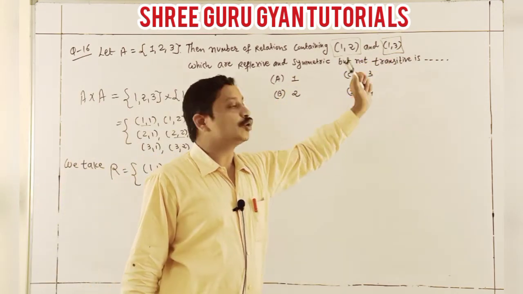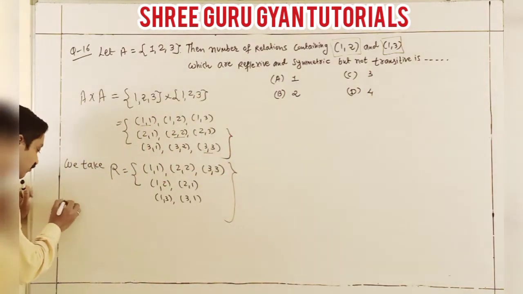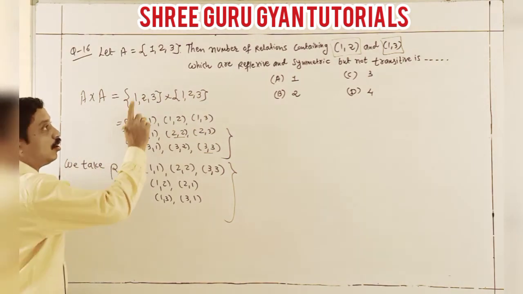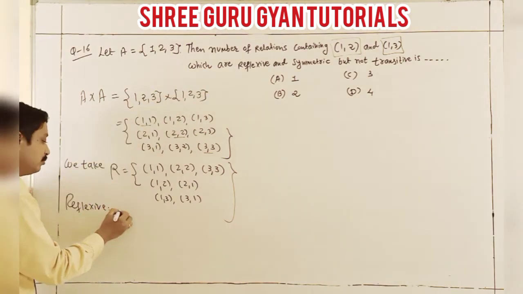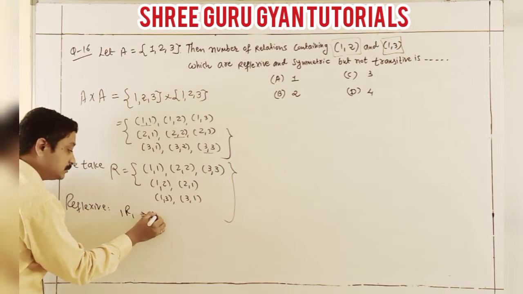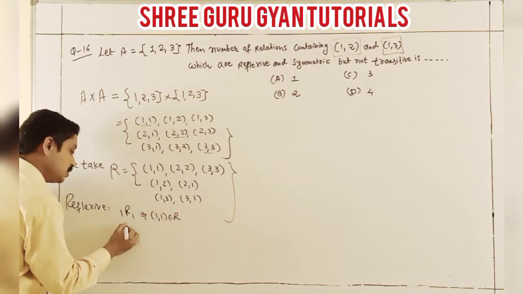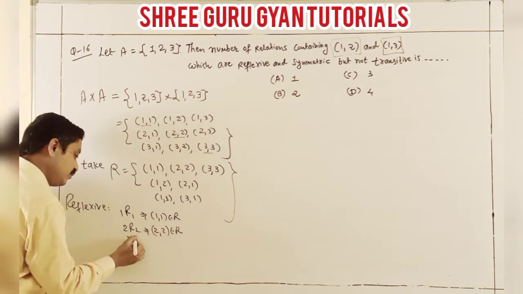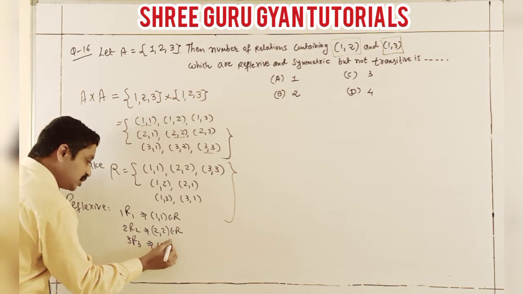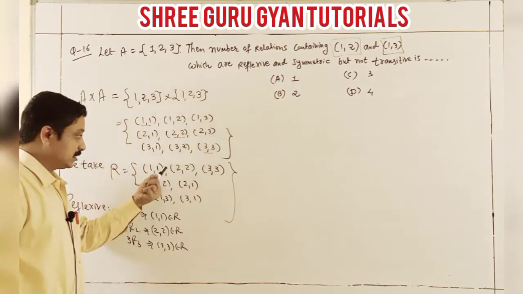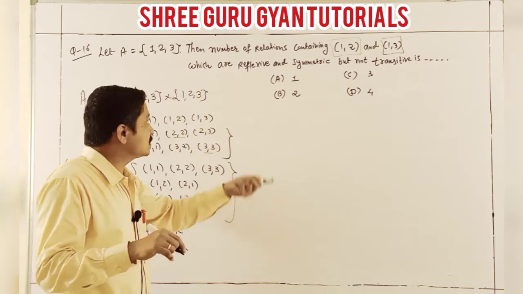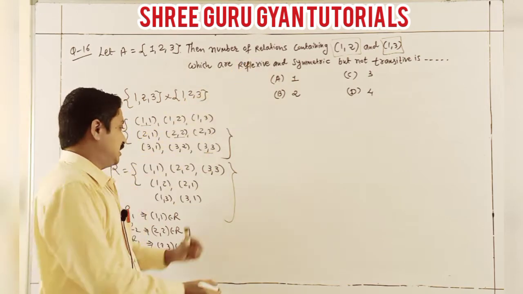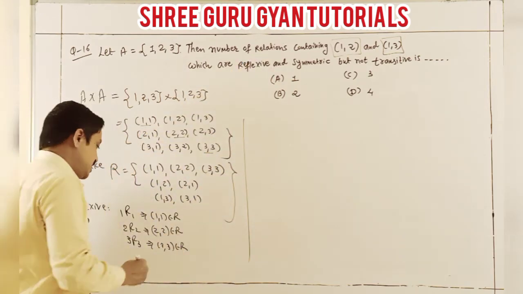And it is also not transitive. Okay, I start with reflexive. Reflexive wise, 1 relation 1 belongs to R, 2 relation 2 belongs to R, and if you take 3, then 3 relation 3 is also in R. All are present. I already took them because I check the validity. After that, I check symmetric.